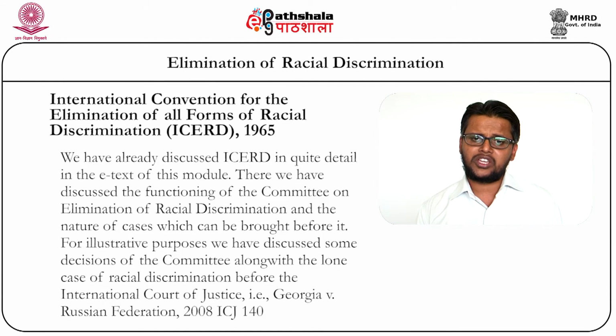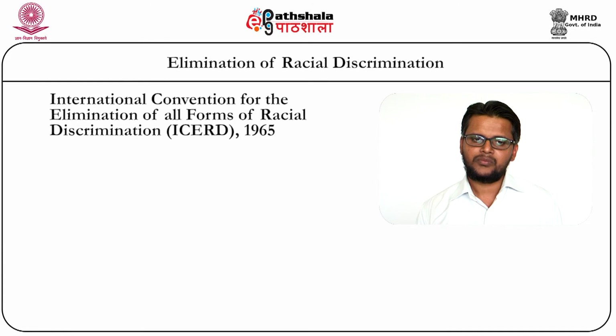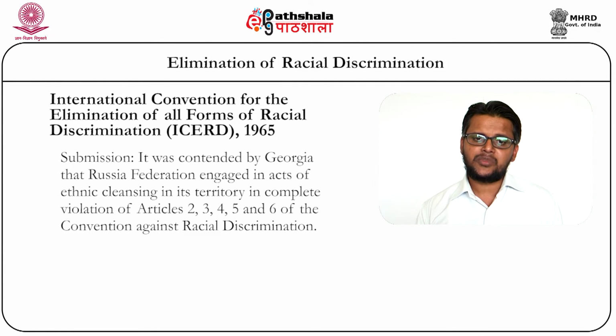we should discuss the lone case of racial discrimination before the International Court of Justice, that is Georgia versus Russian Federation, the citation of which is 2008 ICJ 140. Now, in this case, the submission by Georgia was that the Russian Federation was engaged in acts of ethnic cleansing in its territory in complete violation of Articles 2, 3, 4, 5 and 6 of the Convention Against Racial Discrimination.